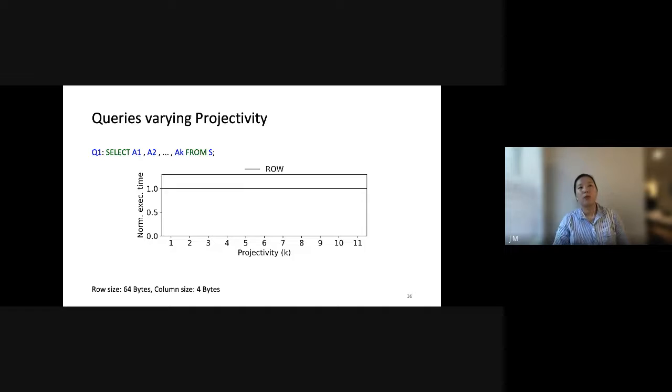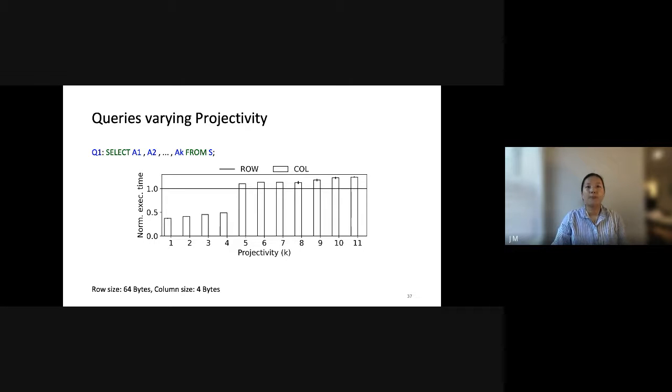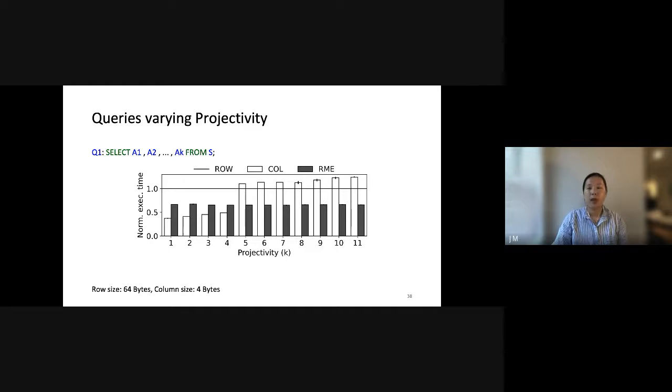The first one is when we vary the projectivity. Projectivity is how much portion of the columns are accessed for that specific query. Here we increase the number of columns that we access, and we normalize the execution time by row store. So row store is always one, while as we increase the number of columns that we access, the performance of column store decreases. However, our RME shows constant performance improvement regardless of the projectivity.